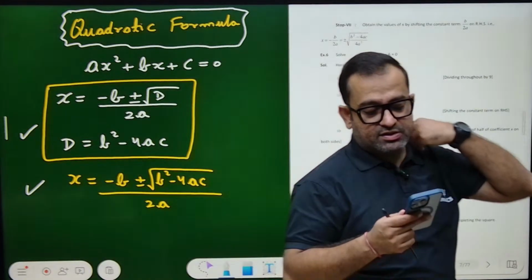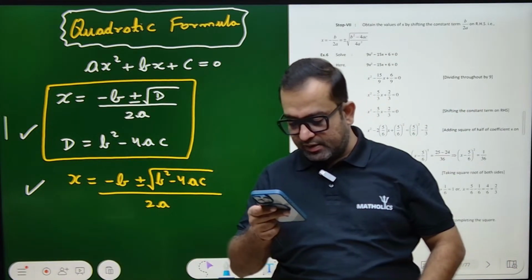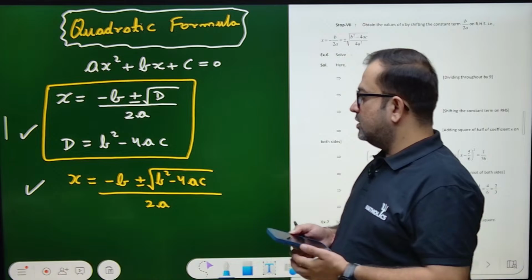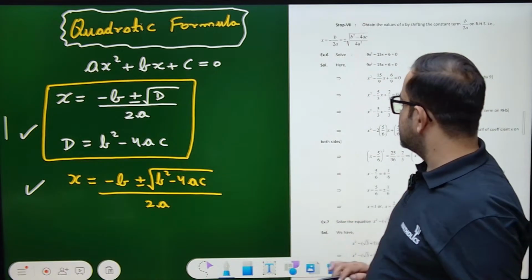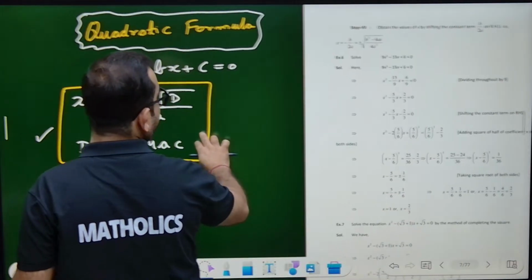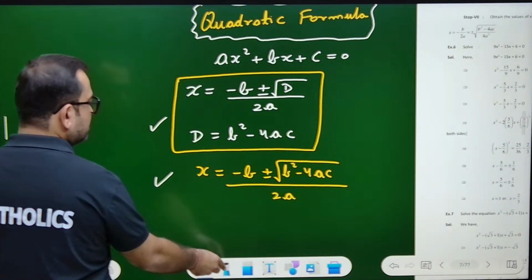You must know actually what d is, so under root d we are talking about. Sorted. So copy it: x equals minus b plus minus under root d by 2a. Now we'll solve a question: solve 9x square minus 15x plus 6 equal to 0. First solve the question, then copy it.